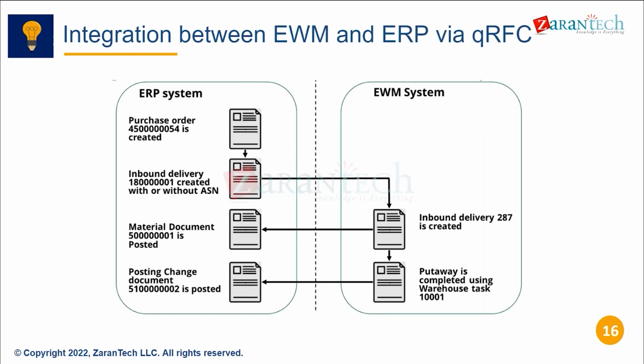Now you can see here how the purchase order is created, then the inbound delivery is created with or without ASN, and then it will transfer to the EWM system. Then the EWM system will post the material document back to the ECC, and once we do the put away complete, another posting document will be sent back to the ECC system saying that the stock is now available at the storage type level. You will see that in the inbound process.